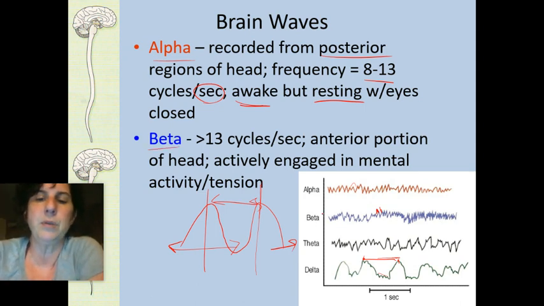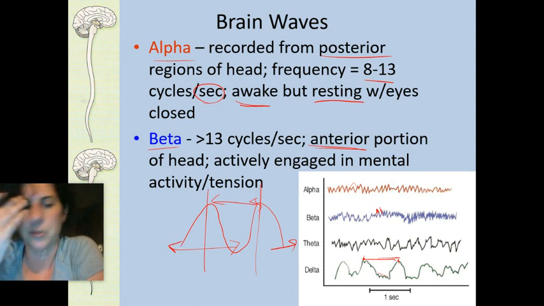Beta waves in blue down here are more than 13 cycles per second. Look how close they are. The peaks come really close together. So these are really the fast ones. These are usually found in the anterior, the front portion of the head.